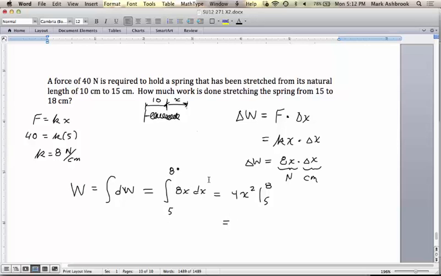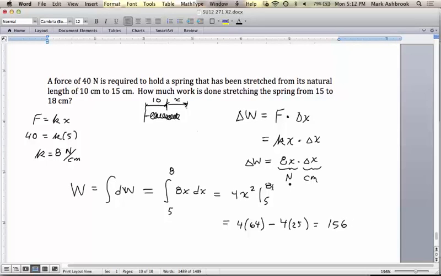Did anybody get this before I did it? One person? Anybody close? Okay, so 4 times 64 minus 4 times 25, which I think is 156.